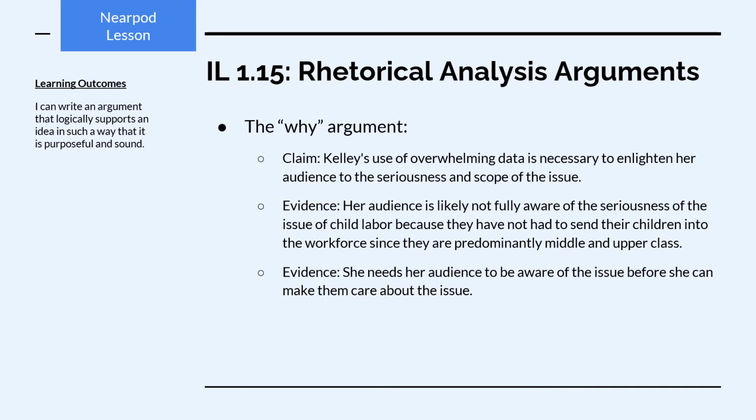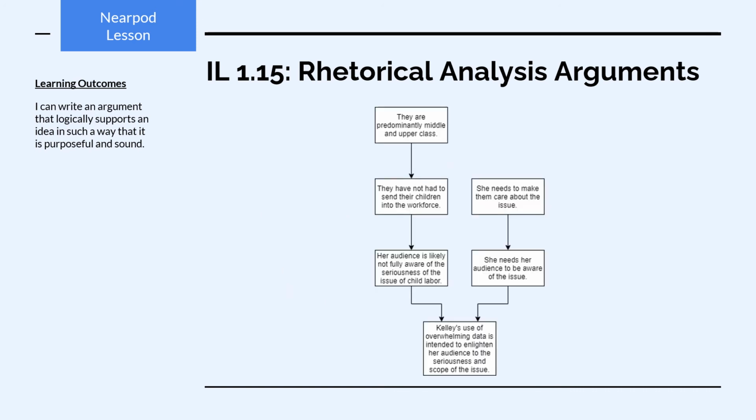So there I have my claim and 2 different lines of reasoning, 2 different evidence statements supporting that claim. Mapped out, this argument is a little more complex, but not terribly. Down there at the bottom, you'll see my claim. Kelley's use of overwhelming data is intended to enlighten her audience to the seriousness and scope of this issue. And supporting that are two different reasons, two different lines of reasoning. One, that her audience is likely not fully aware of the seriousness of child labor, and the other one, that she needs her audience to be aware of the issue.